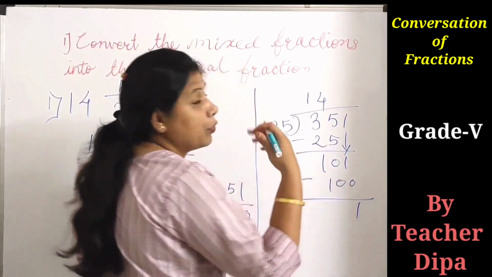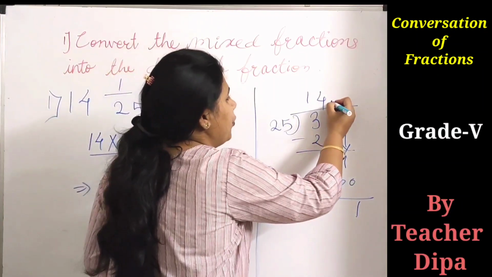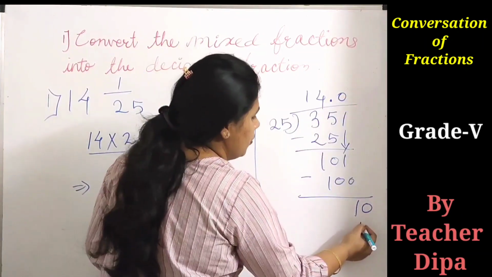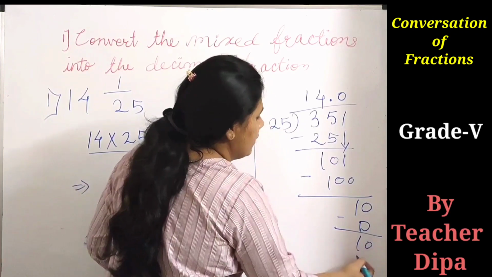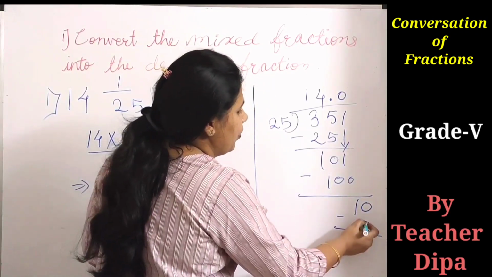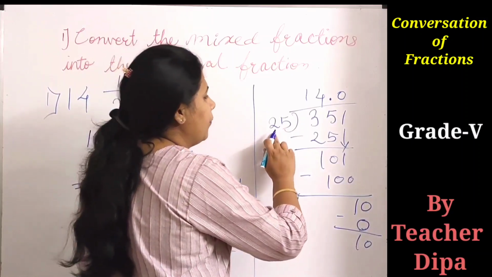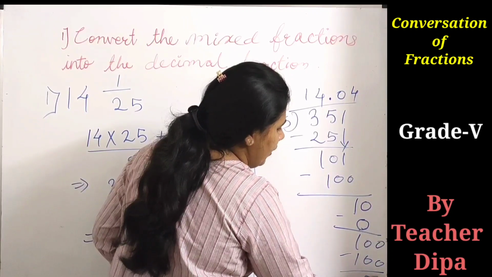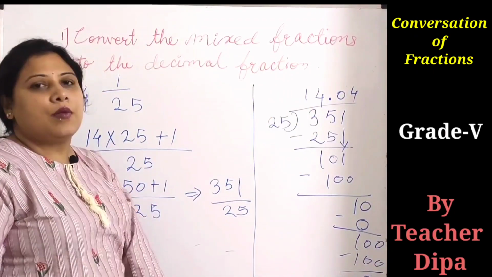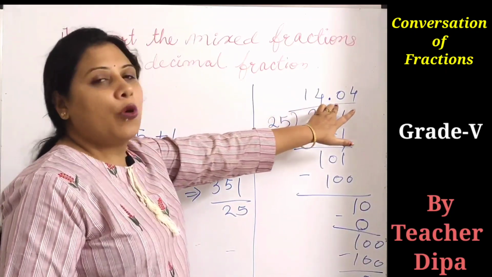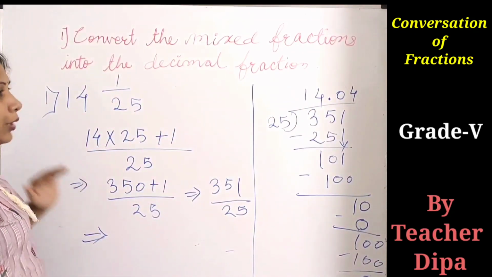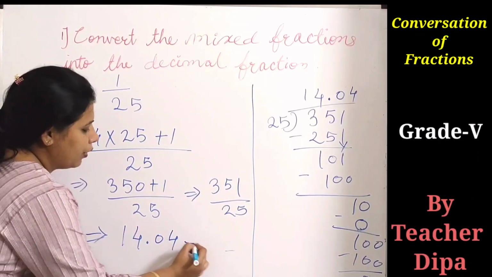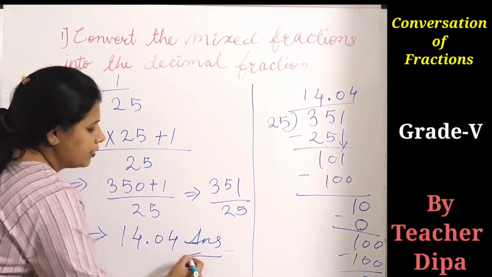Now as we know, we have to convert it into the decimal point. If I am putting the point here, here I am getting 0. So 25 zeros are 0. 10 will be as it is, and after the decimal point, again 25 fours are 100. So this is my division. So you can see the decimal number is 14.04. So conversion of this number into the decimal fraction, if we are doing, we get the answer 14.04, and that is our required answer.